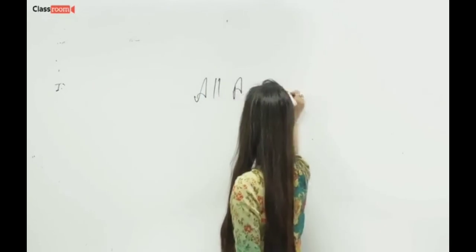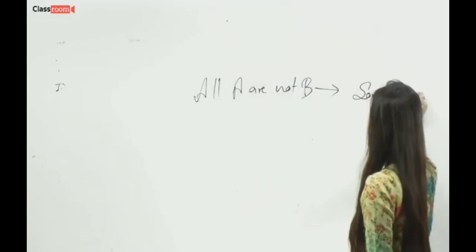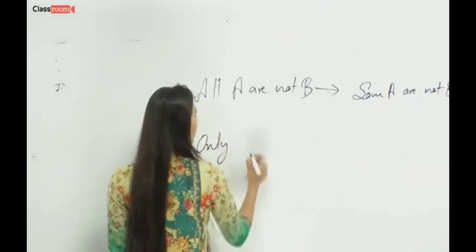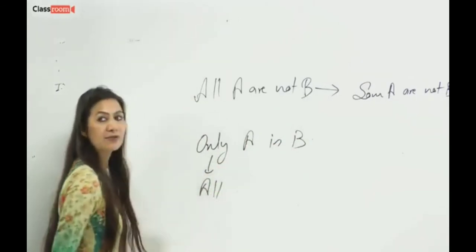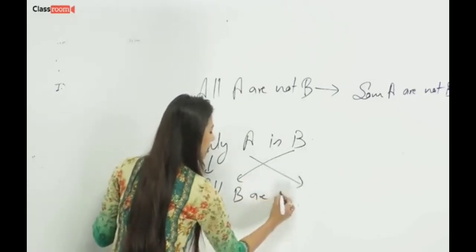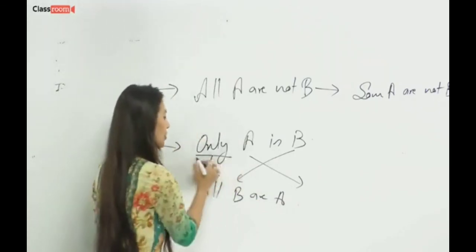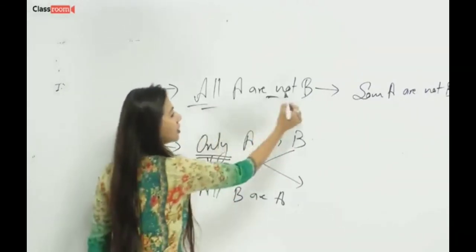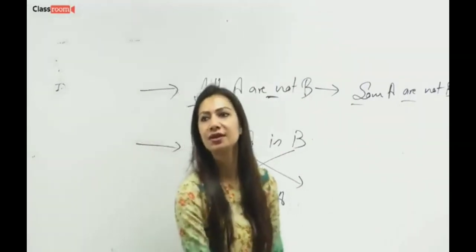All A are not B. The meaning of all A are not B is some A are not B. Okay? Only A is B. The meaning of only is all, first of all. But when you convert only as all, you have to interchange the positions. All B are A. This is the meaning of these two keywords. For only, you will convert it as all, but you will interchange the positions of B and A. For all not, you will write it as some not with the same positions of A and B. That's all, student. Any query you have?